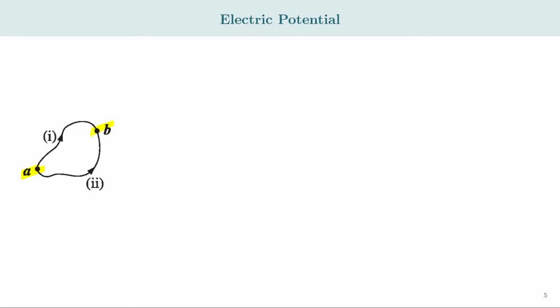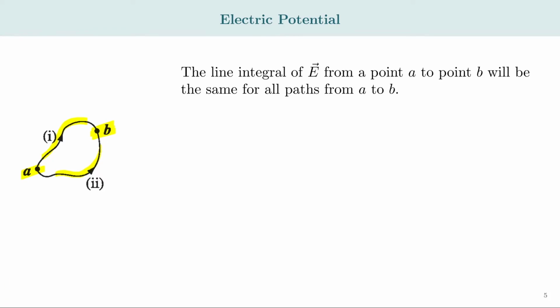This is point A and this is point B. Let us consider two paths, that is path 1 is shown like this and path 2 is shown like this. The line integral of the electric field from point A to point B will be the same for all paths from A to B. Why is it so? Because if it is not the same, then the closed integral E dot dl will not be equal to 0.